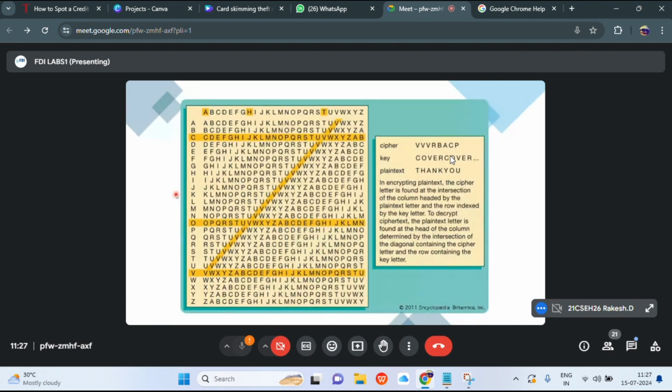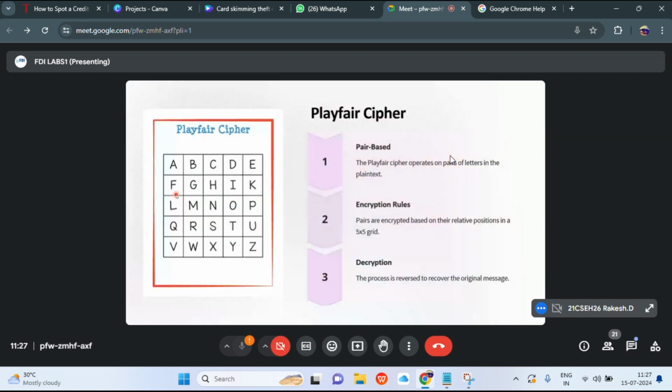I hope everyone is clear about Caesar cipher and Vigenère cipher. Next, we'll move on to Playfair cipher. What is Playfair cipher? It is also a substitution cipher. It was invented by Charles Wheatstone in 1854. Now you can wonder, if it was invented by Charles Wheatstone, then how can it be named Playfair? That is because Lord Playfair is a person who promoted the use of this cipher.